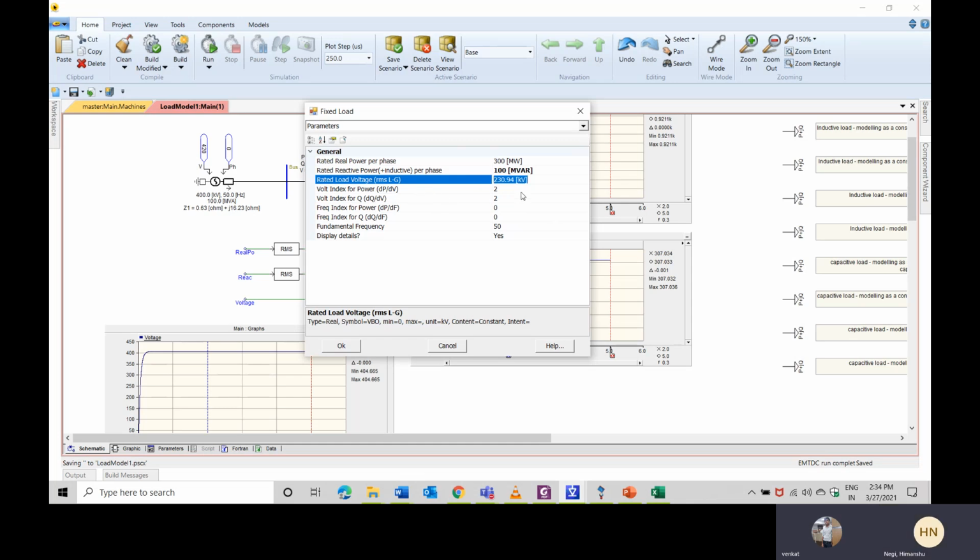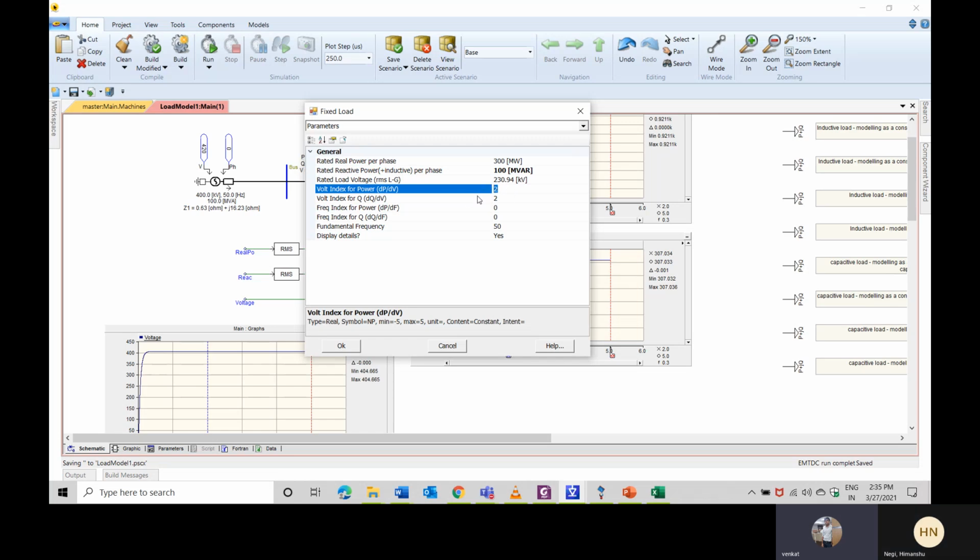Then here comes the same concept as we have explained before. Here, can you see this? There is something called voltage index for power. This is the same as I said for ZIP. For Z the factor is 2, as I said, because it is the square of the voltage. To determine that, they will put 2 here.